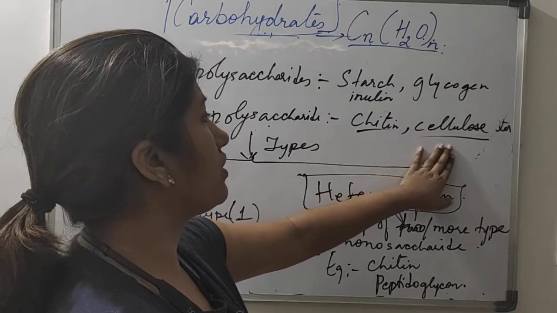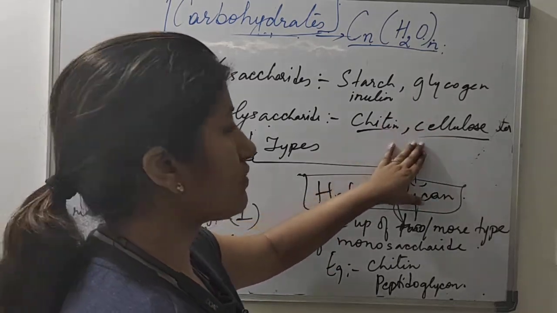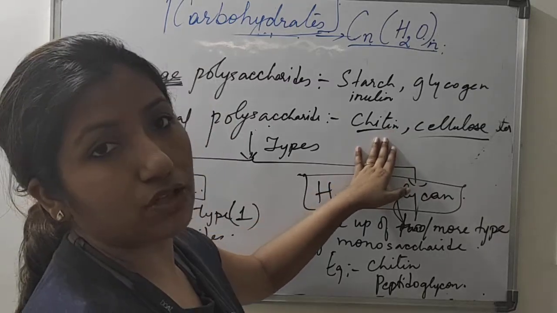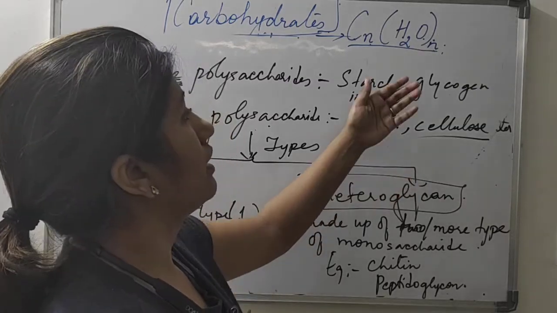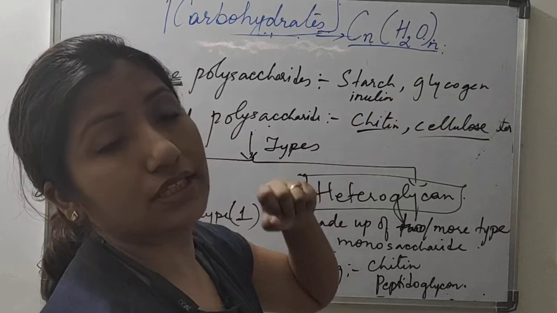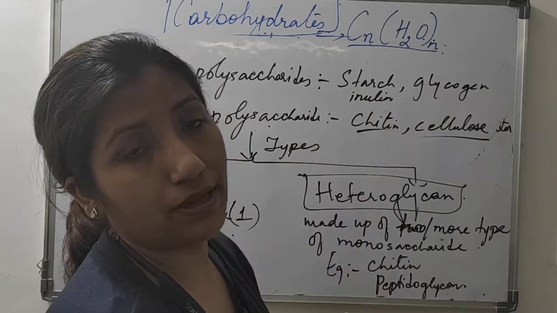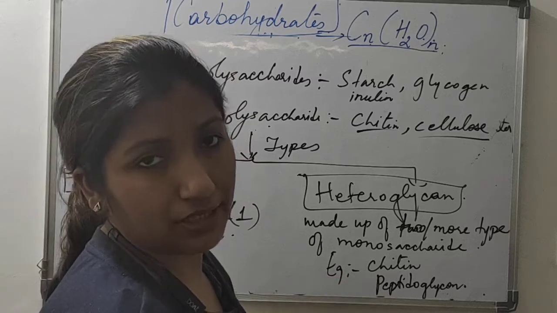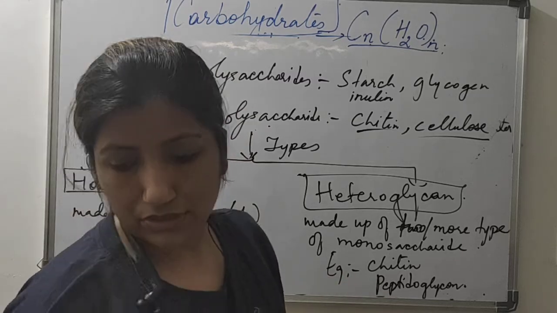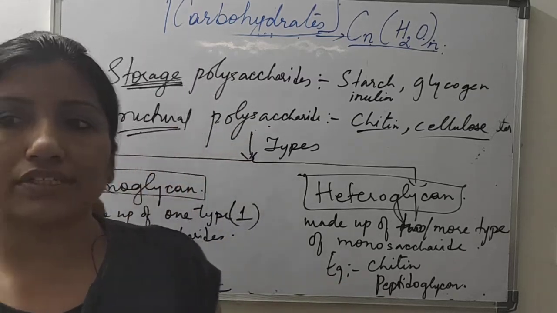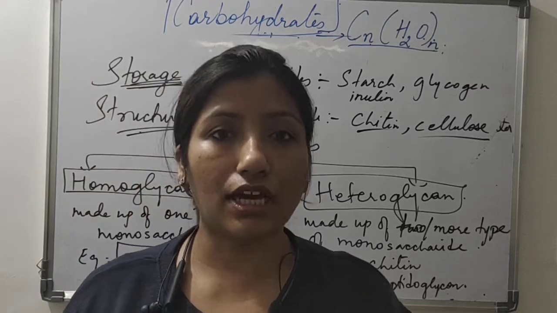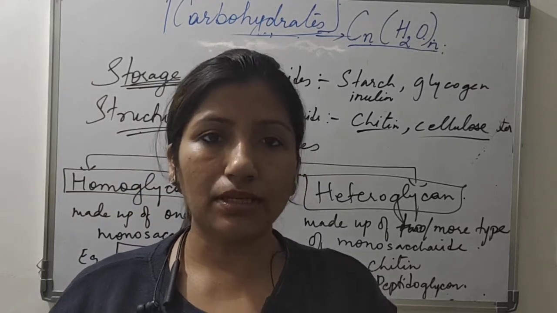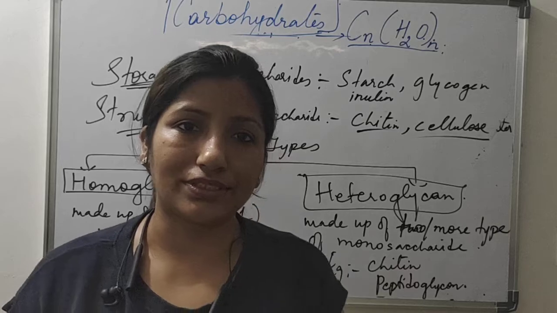Cellulose forms the cell wall of the plant cell. Chitin forms the cell wall of the fungus. Starch, glycogen, and inulin are stored as food inside the cell, of any plant, or it can be animals. So here we come to the conclusion of today's class. We have completed carbohydrates. In our next segment, we will be completing protein. Thank you and have a good day.